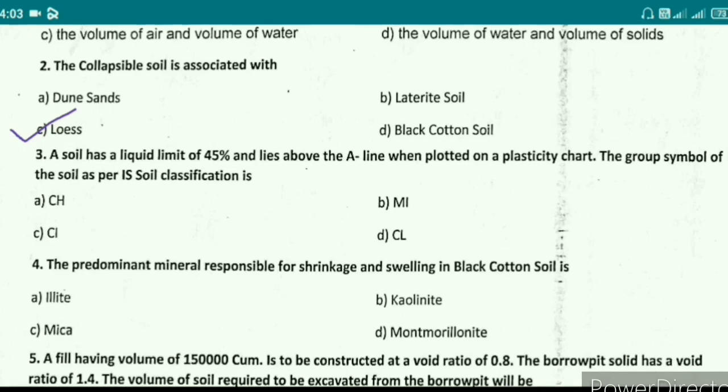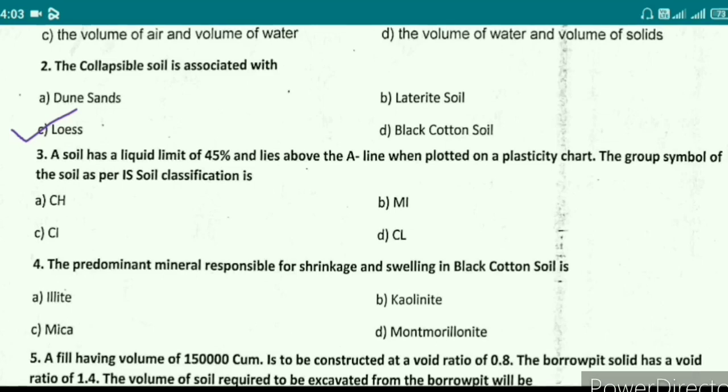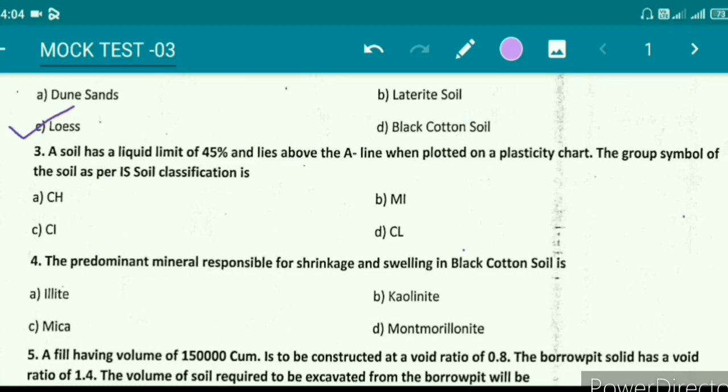So the symbol CH means clay with having high plasticity, MI means silt with having intermediate plasticity, CI means clay with having intermediate plasticity, and CL means clay with having a low plasticity. So in that question, it's clearly defined here that its liquid limit is 45% and it lies above the A line when plotted on a plasticity chart. So the answer for that question is CI.